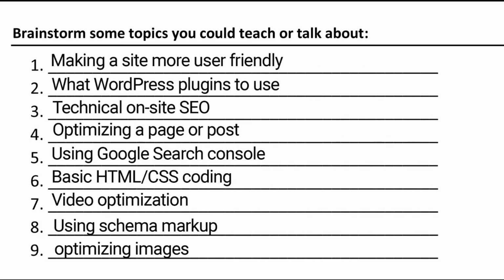In the second section, we're going to brainstorm some specific topics that you could teach about. Pause the video and take a few minutes to write down your ideas. Later, we'll determine if these can be developed into mini courses or if they need to be combined with similar topics into a larger course. This process is just to get some initial ideas down on paper.